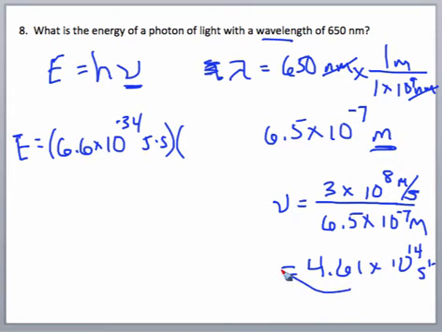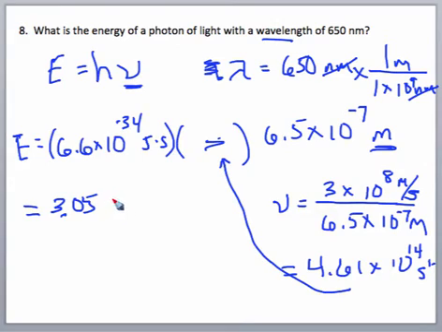So we are going to plug that value in right there. I don't have a lot of room, so just imagine that number here. And then when you do that calculation, you should get 3.05, sorry about the writing, times 10 to the negative 19th, and then the unit there is going to be joules. Okay, let's move on to the next one.